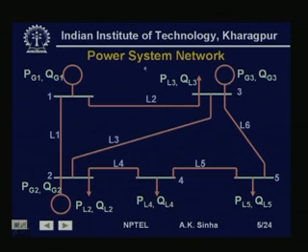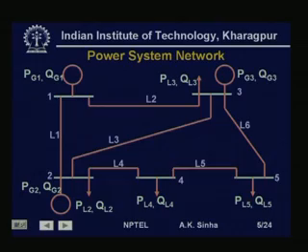Therefore, we see that at some of the buses we have generators connected, and these bus bars we generally call generating bus bars, whereas some bus bars have only loads connected to them. These we call load bus bars. We also see in this diagram that some generating bus bars like bus bar 2 and bus bar 3 also have loads connected to them.